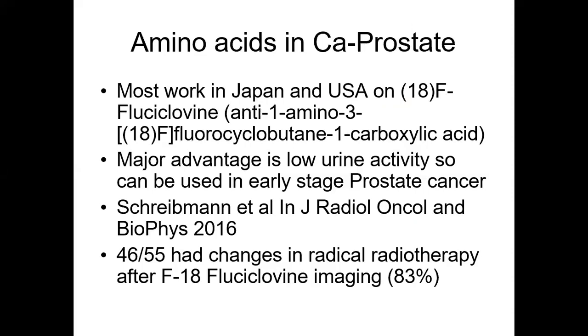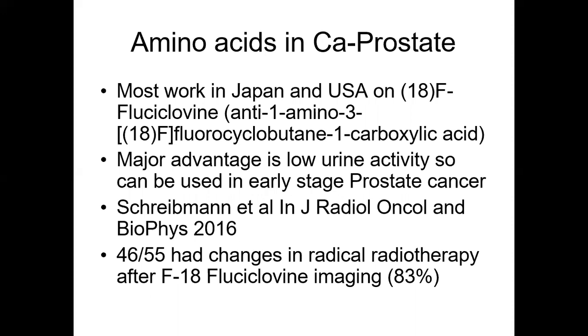So the next idea was working on amino acids. So we've done sugar, we've done fatty acids, now we're doing amino acids. And there's this artificial amino acid which goes under the name of fluciclovine, or fluorocyclobutane-1-carboxylic acid, if you want to know its chemical name. Now, the advantage of this is that early after injection, it has very little urinary activity, but it doesn't really stay within the tumor. So you really need to scan the patients fairly quickly after injection.